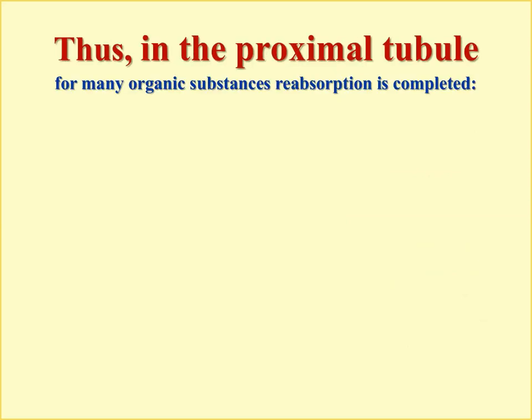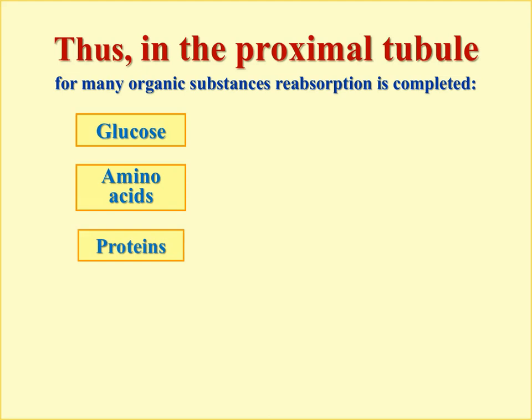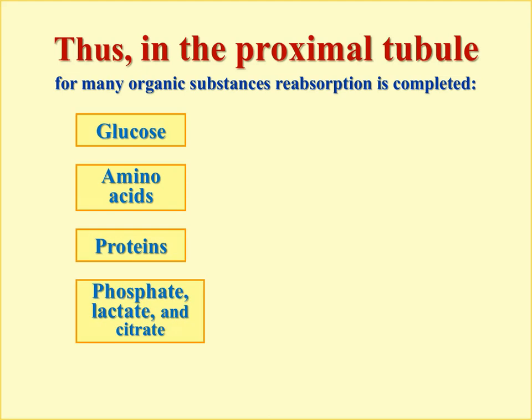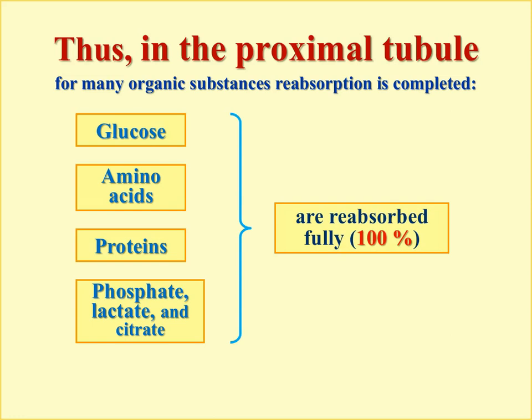Thus, in the proximal tubule, for many organic substances, reabsorption is fully completed. Glucose, amino acids, proteins, the negligible amount of proteins that may enter the filtrate, then phosphate, lactate, and citrate. For all these substances, reabsorption is completed exactly in the proximal tubule. So the filtered fluid that flows further into the loop of Henle normally does not contain any of these substances, because 100% of them is reabsorbed in the proximal tubule.